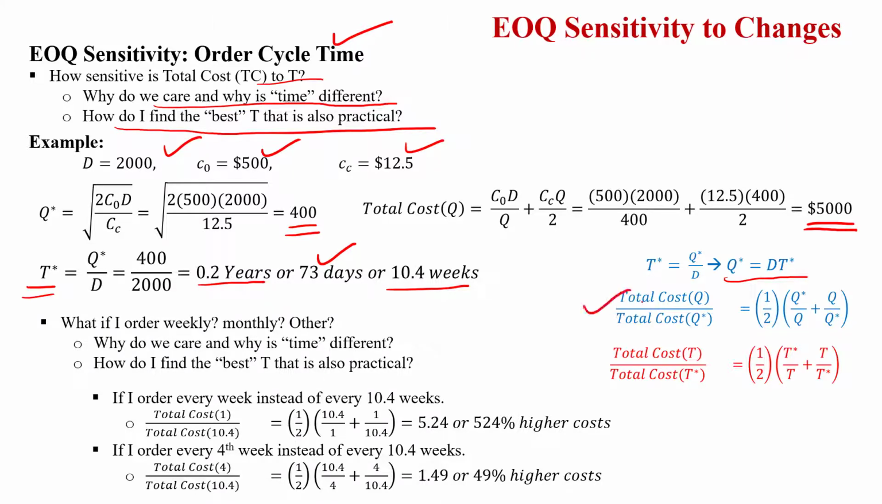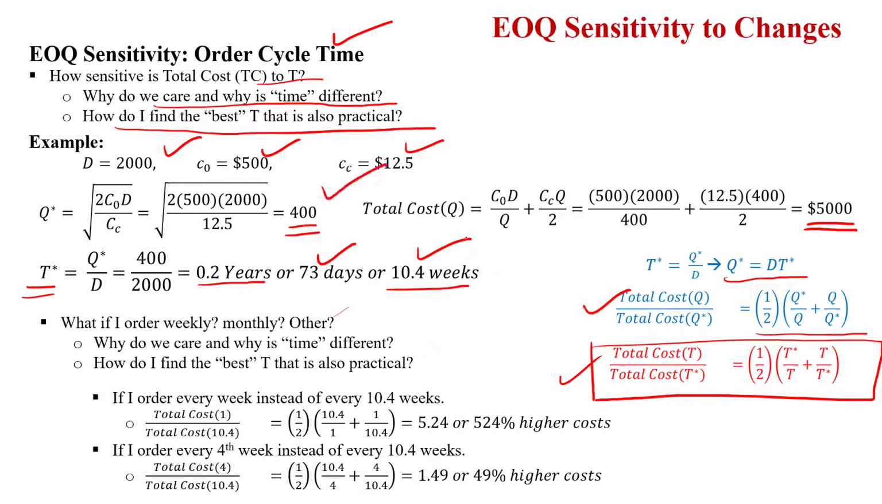Again, I am using the relative relationship of the order quantity with respect to the total cost. We can see that it is going to be this one. If we replace Q with DT and Q star with DT star, we are going to get this one. That is the change in the time and its effect on the total cost. So right now it is saying that the optimum is to order every 10.4 weeks, and how much we should order is 400 units.